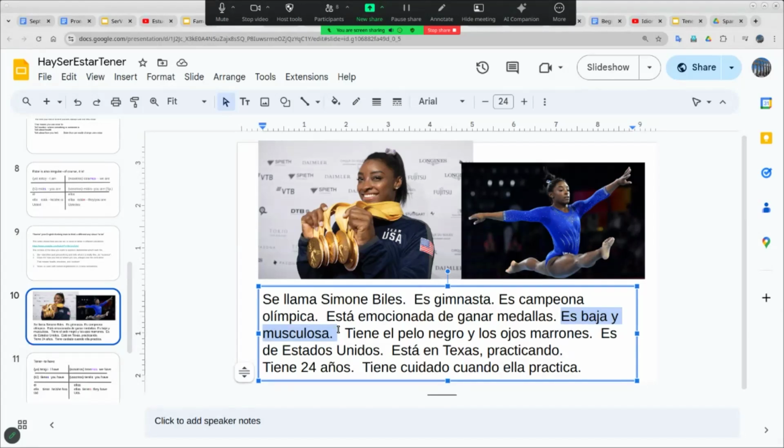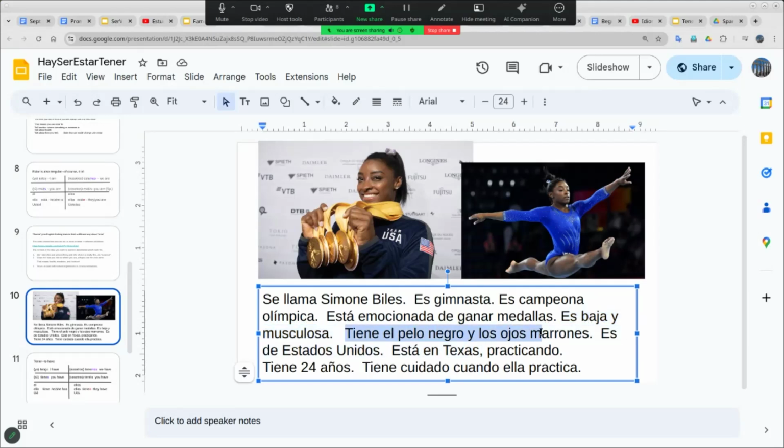We can use them for personality characteristics, right? Emocionada, excited, is not a personality, it's a feeling that can change. You're excited, you're bored, you're depressed. Those are changing feelings, but personality traits are what you're generally like.